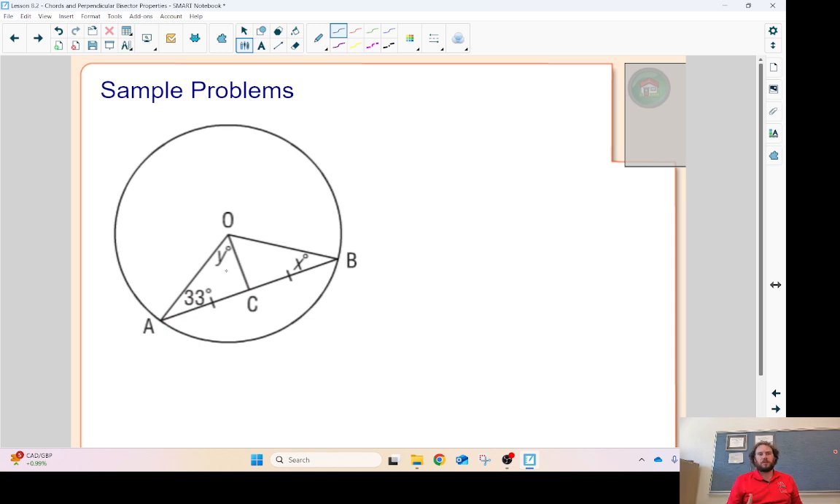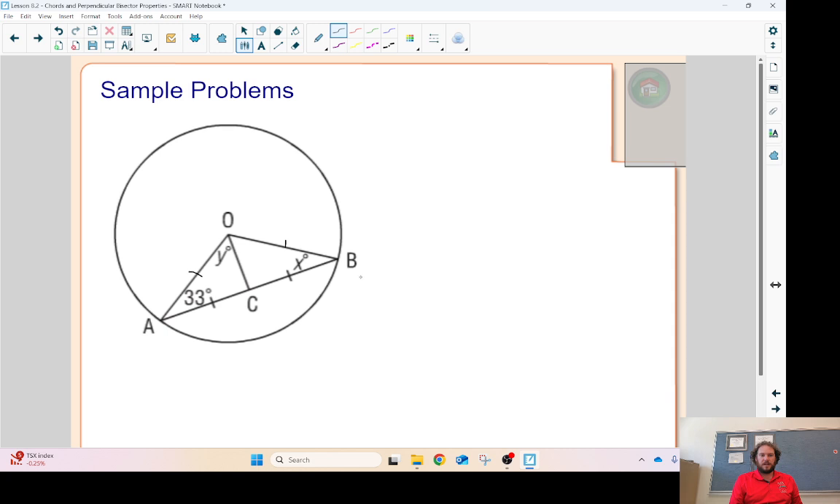And again, we're going to use some of these properties that we know. So let's think about the property that I just said that we should already be aware of: isosceles triangles will have two equal sides and two equal angles. So when I'm doing these questions, I'm always looking for the radius. Where is the radius? From center O to point A, we have a radius. And from center O to point B, we have a radius.